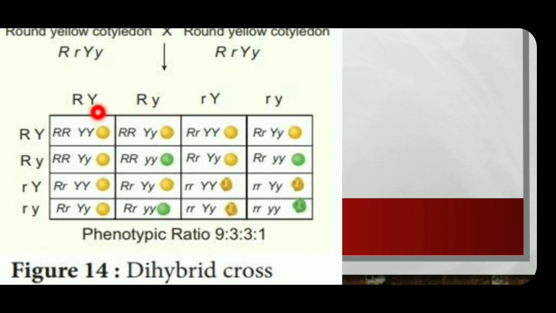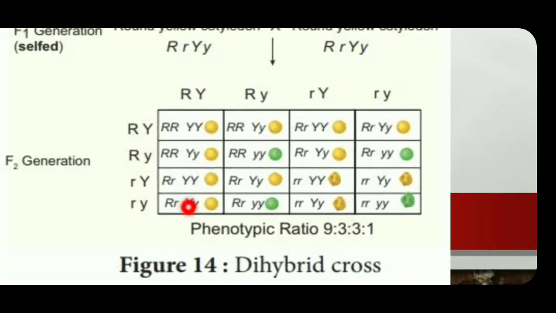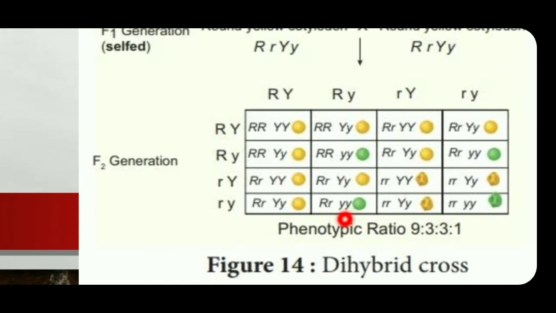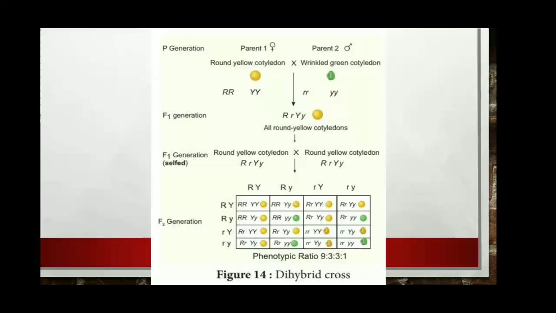This is the Punnett square. The Punnett square consists of 4 rows and 4 columns. Mention these 4 gametes from one parent: the 4 gametes from the male parent at the topmost columns and the 4 gametes from the female parent in the leftmost columns. Now let us fuse the gametes to get the genotype of offsprings in the Punnett square.